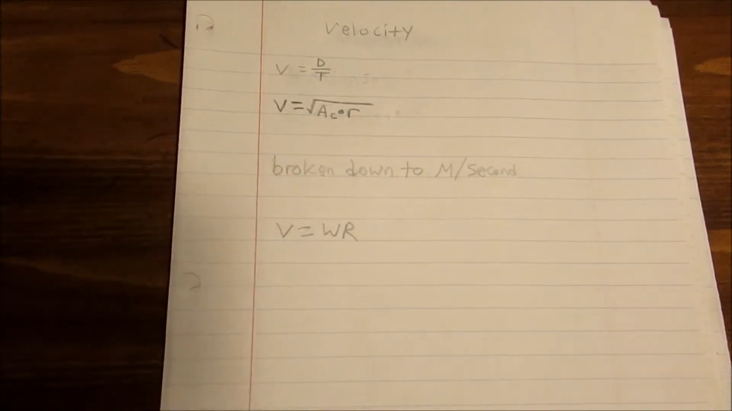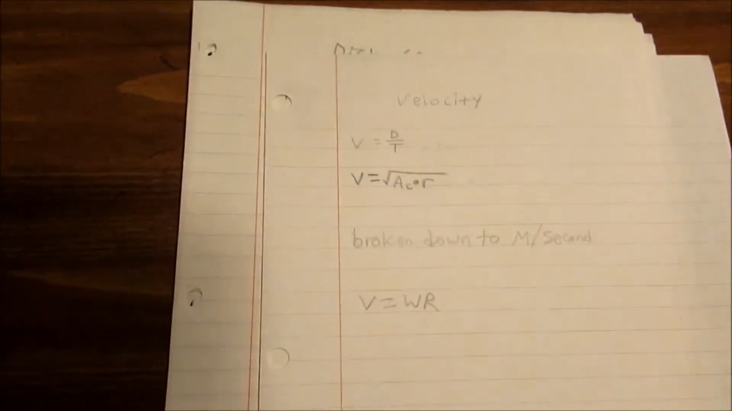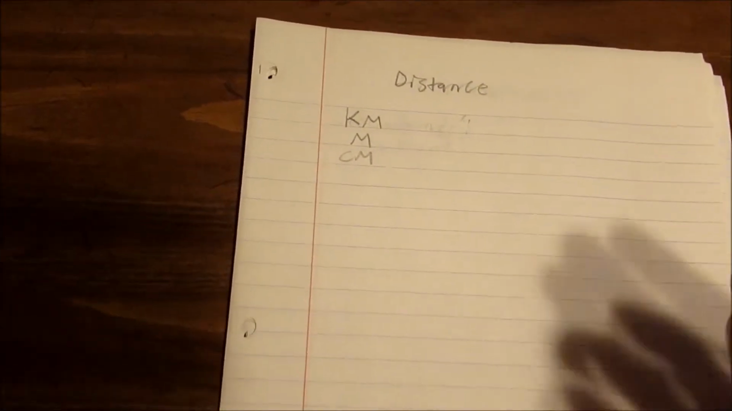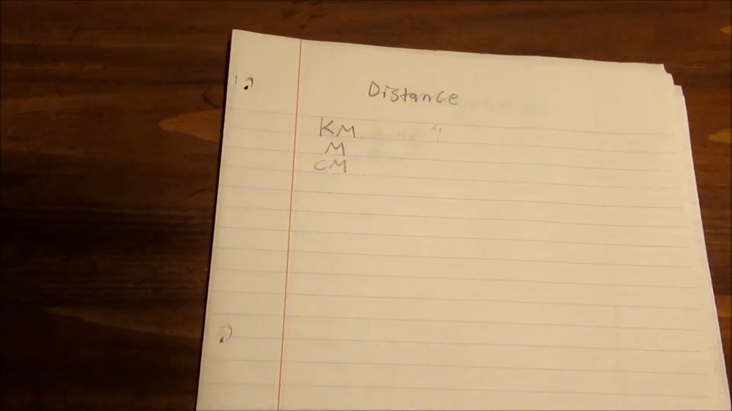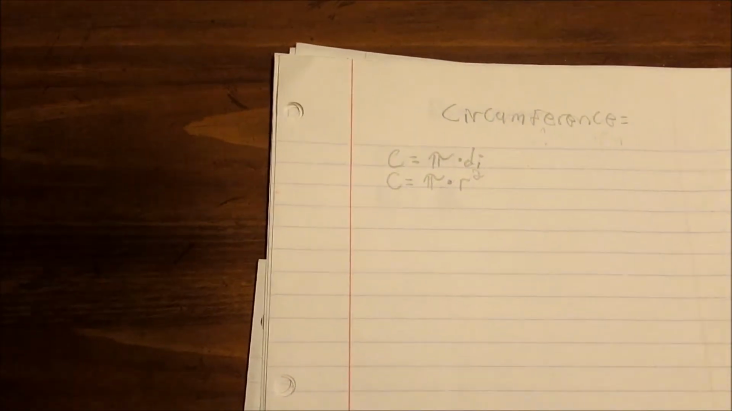Another one for it would be angular velocity times radius. I hope you guys can really see this. I'm sorry that I had to keep it out like this, but here's distance. I think you know what distance is, guys. There's kilometers, meters, centimeters. And here is circumference. I think you know what circumference is. It's pi times diameter, and pi times radius squared.